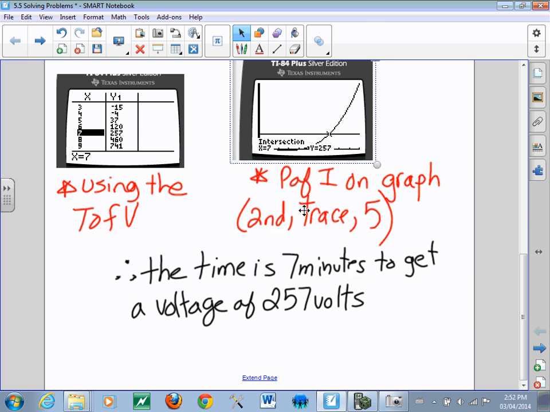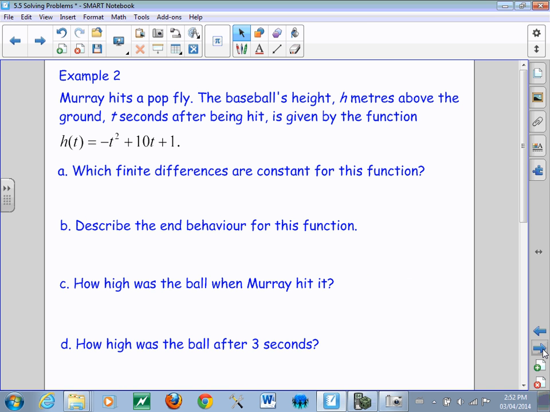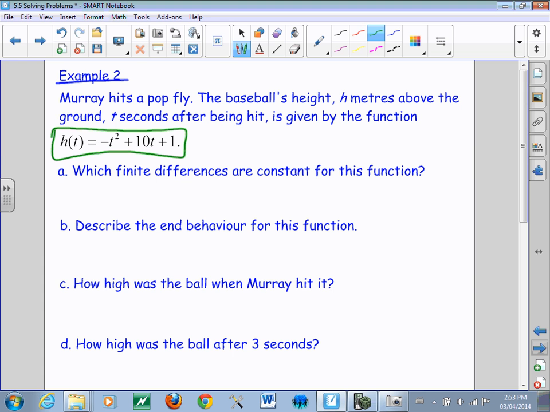Okay, let's take a look at another example. Okay, example number 2. Okay, Murray's playing baseball and he hits a pop fly. The baseball's height, h in meters above the ground in t seconds after being hit, is given by this function right here. Okay. Notice, ladies and gentlemen, this should be most familiar to you. This is quadratic. Okay. How do we know it's quadratic? Because it's ax squared plus bx plus c.